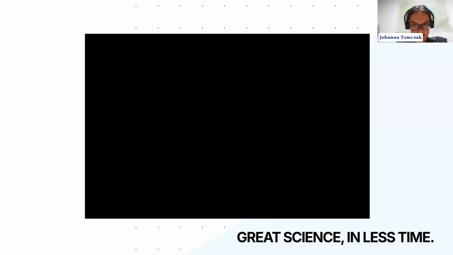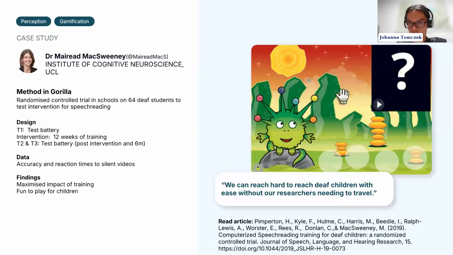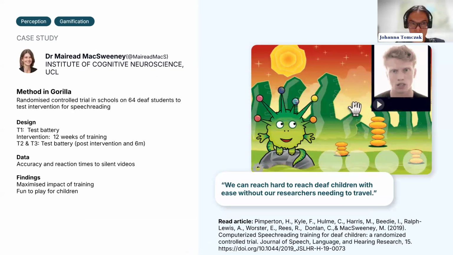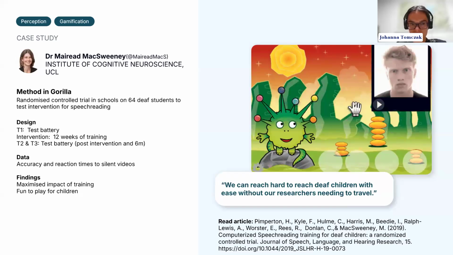Okay, now that you've seen a quick preview of what Game Builder looks like, we are going to look at a few research questions that could be studied with Game Builder by just looking at what other researchers have done before. In this case study, Mairead McSweeney at the Institute of Cognitive Neuroscience at UCL wanted to create a randomized control trial in schools so that 64 deaf students could test the intervention for speech reading.